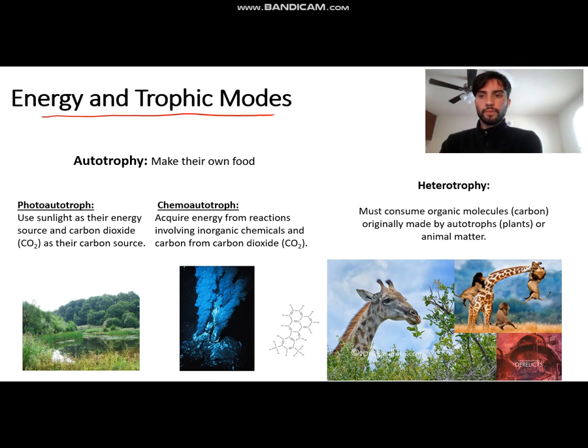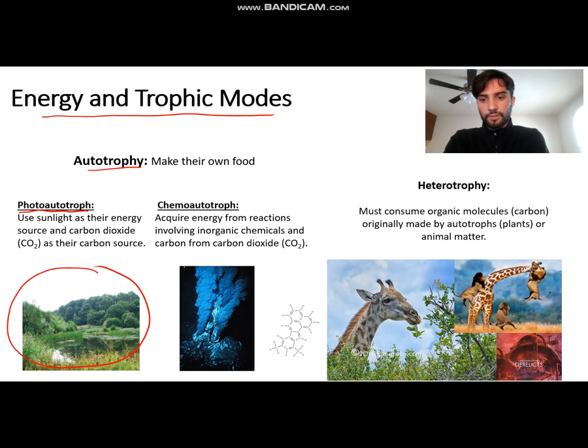So there are two main ways to collect energy from nature. One is autotrophy, where the organisms make their own food. A plant, for example, obtains its energy directly from sunlight, so they're primary producers, and from atmospheric CO2, carbon dioxide. These are photoautotrophs, and plants and algae are autotrophs.